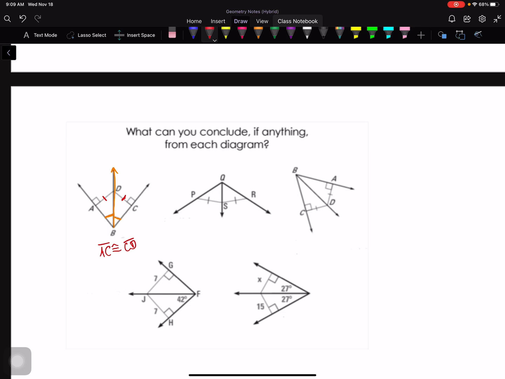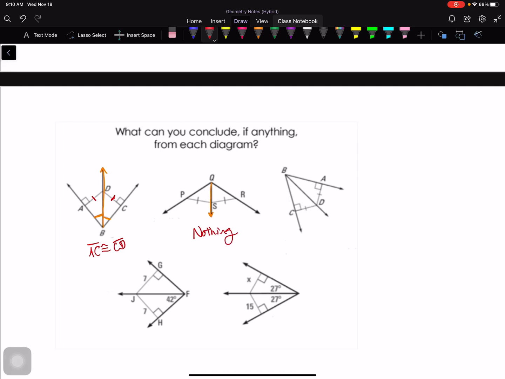What can we conclude here from number 2? It might be tempting to say that QS, this ray here, is an angle bisector, but the key here is that these would have to be perpendicular distances, and because we don't have those boxes there to signify that, we cannot say anything. So we're just going to say nothing.